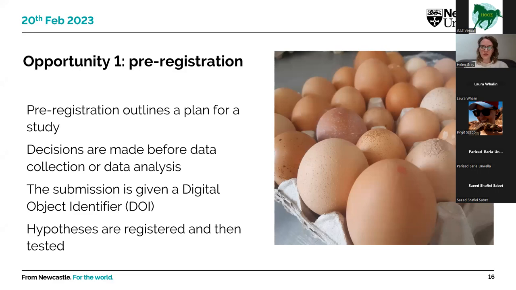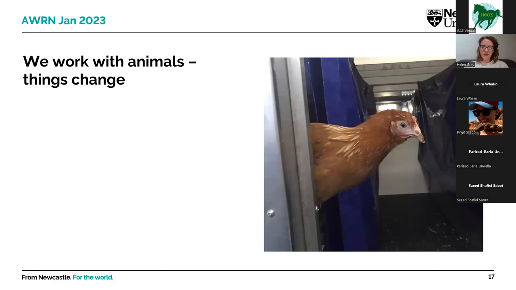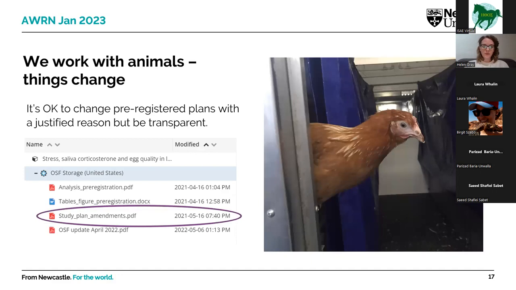But we all know that we work with animals and things change. So here is a chicken escaping for the 20th time from the study. And we needed to change the way that our animals were housed. So we laid out all of our plans, but they didn't go to plan. So here I want to say that it's okay to change pre-registered plans with a justified reason, but we just need to be transparent. So you can see here a screenshot from my pre-registration. And what's circled is study plan amendments. So I needed to change an aspect of my study for a justified reason, and I uploaded an amendment to the pre-registration.